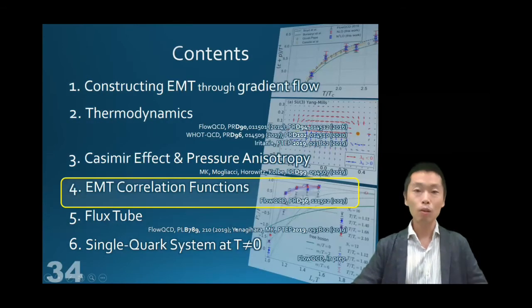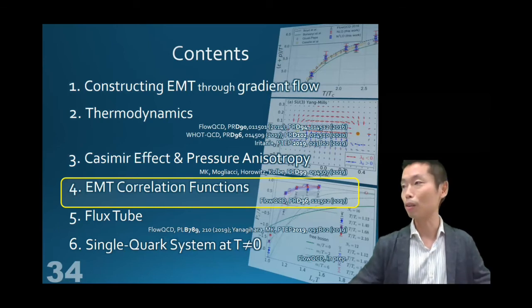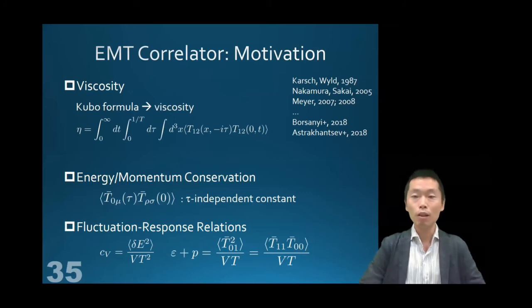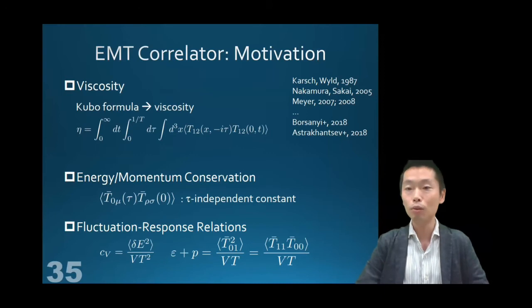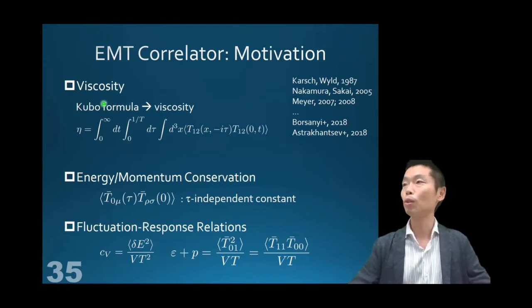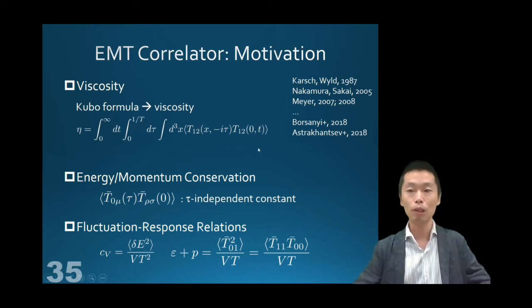Okay, so I finish this part and then come to the fourth part, that is the EMT correlation functions. There are a lot of motivations to study the correlation functions of the energy momentum tensor. One of them, and maybe the most interesting one, is of course the viscosity. Viscosity is obtained by the Kubo formula through this correlation function of the energy momentum tensor.